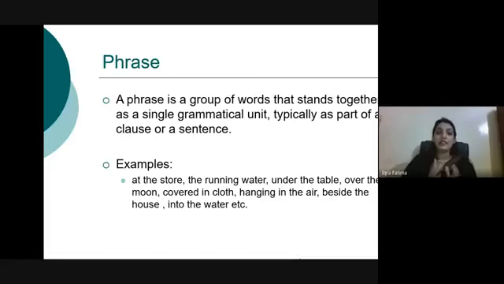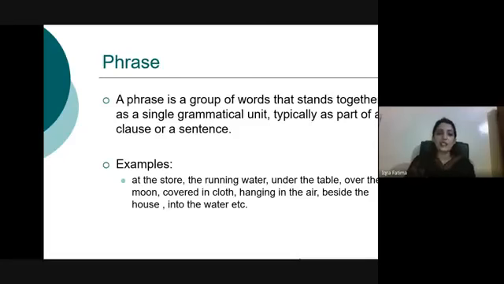A phrase is a group of words that stands together as a single grammatical unit. A grammatical unit is a noun, pronoun, adjective, adverb, verb, conjunction, or preposition. There are some words which are joined together and they give you some meaning, but these are not complete sentences because these words do not carry a subject and verb with them.